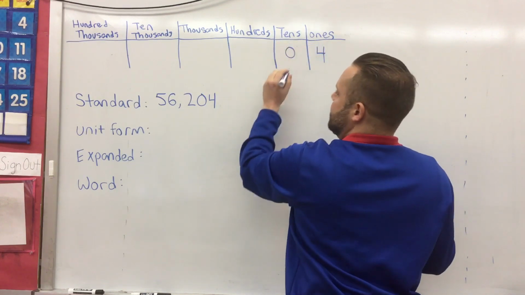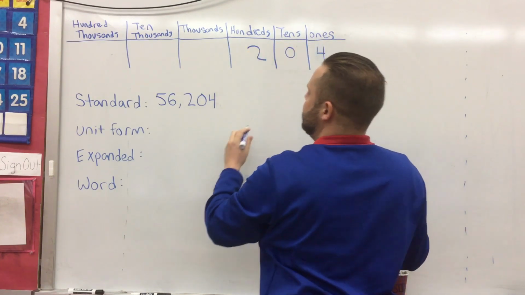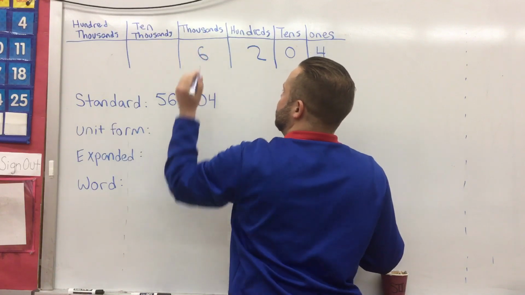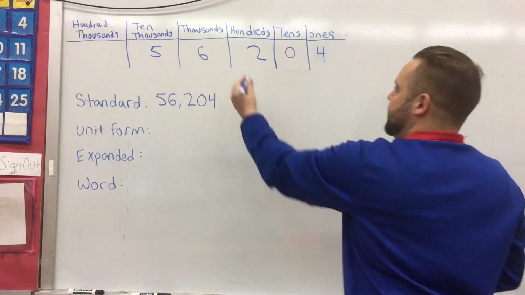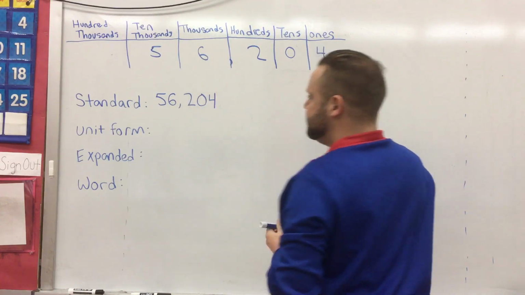All right, 0 tens, 200s, 6,000s, 5 10,000s. Okay, now I'm going to put the comma here just so I don't forget.